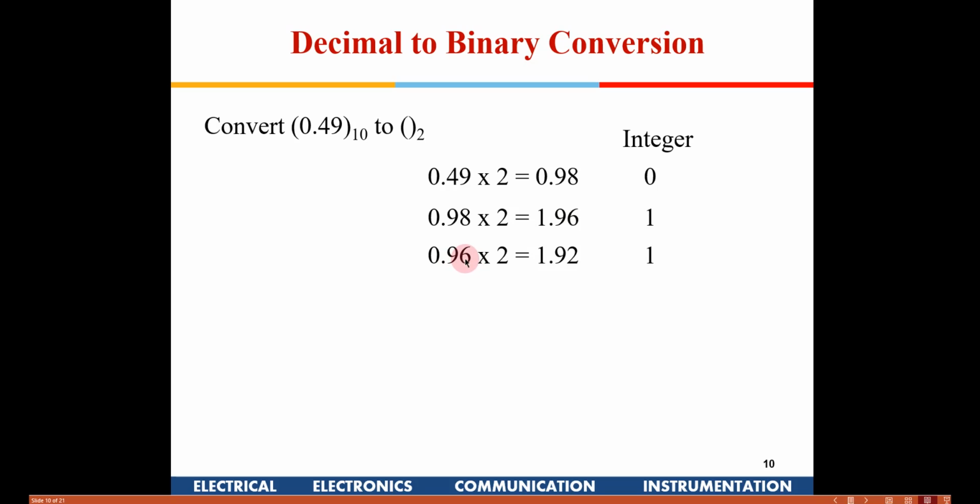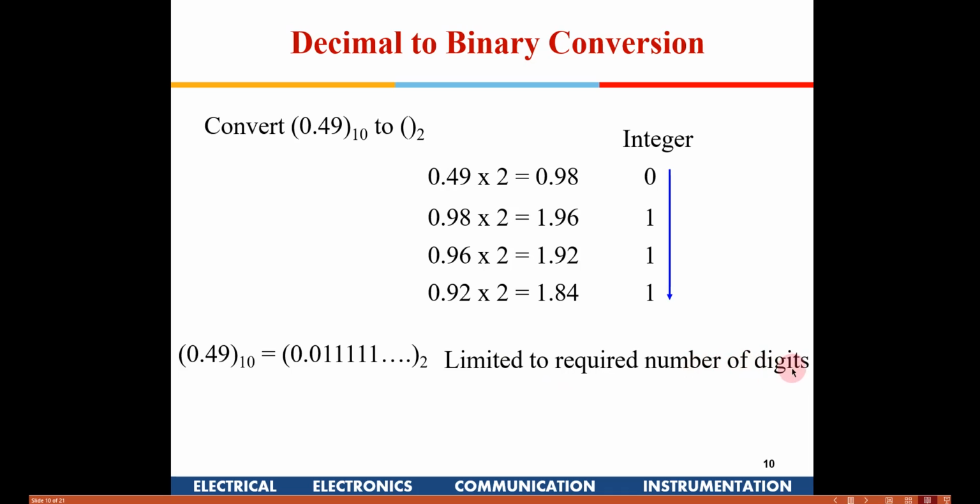Now I am multiplying 0.96 with 2, so I get 1.92. Again I take that 1 there, and the remaining is 0.92, and multiplying it with 2 I get 1.84. If I keep doing this, it will keep going like this. So I can write it as 0.01111, and it will keep going. This happens even in decimal, we know that. So depending on the number of digits you want, you can limit it to that, depending on the accuracy you require.